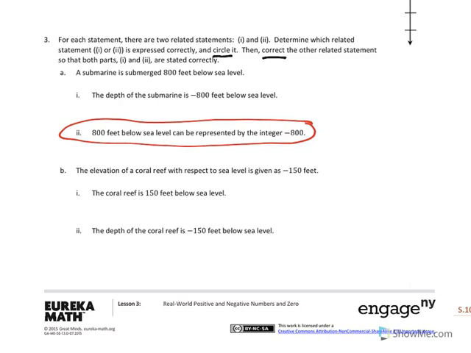Now the second part of this was that we had to correct the first one. So how would we correct the depth of the submarine is negative 800 feet below sea level? Let's see if you remember how to do that. Okay, so we cannot say negative 800 and below, but we can say just 800 below. We can't use a negative and below, but we can use one or the other. So we can say the depth of the submarine is 800 feet below sea level. We could also say the depth of the submarine is negative 800 feet and just not use the word below. I just chose to use it that way.